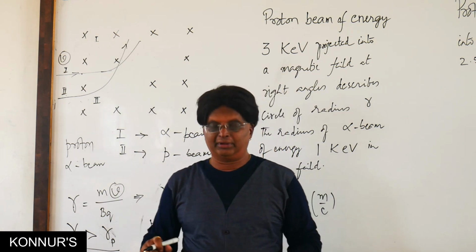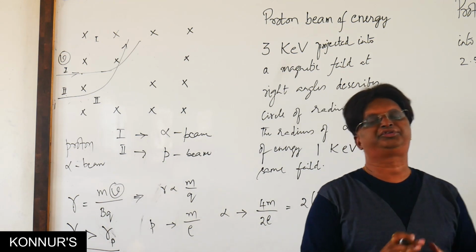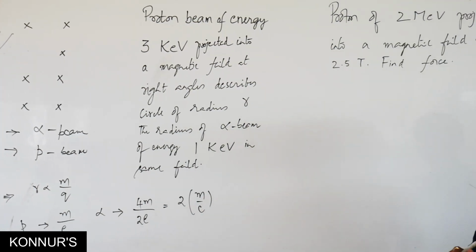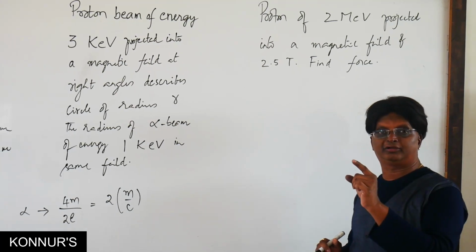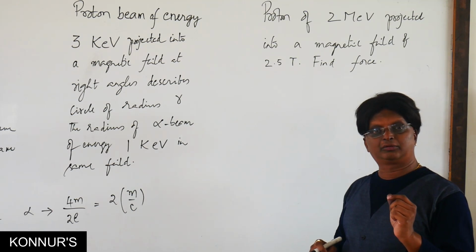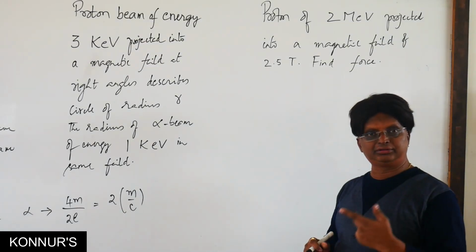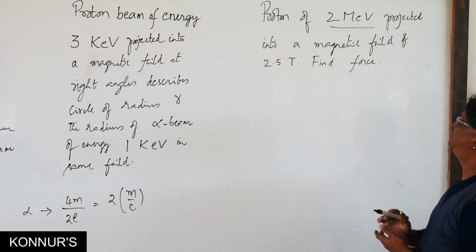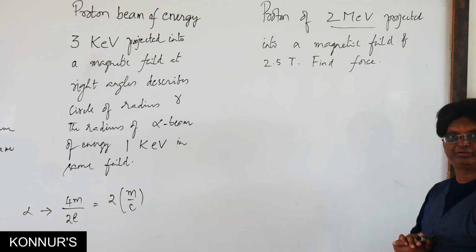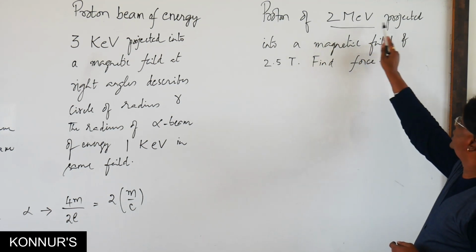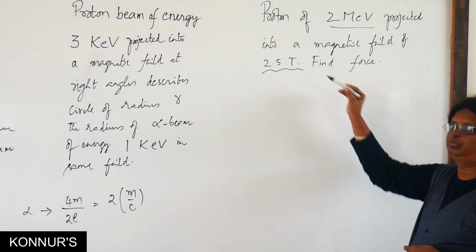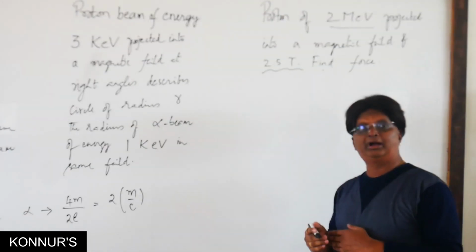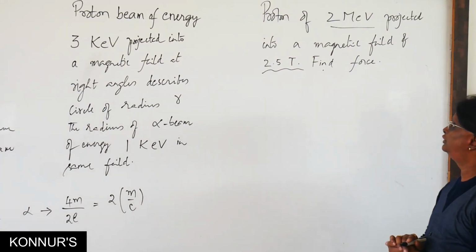Now, let me do one more example based on the fundamental definition. Yesterday we said that moving charges in a magnetic field experience a force given in vector form as F = q (v cross B). Order is very important. We said the magnitude is F = qvB sin theta, and the direction is given by the left hand rule. Now in the given example, a proton of energy 2 MeV, million electron volts, the unit of energy, is projected into a magnetic field of 2.5 tesla at right angles. The question is to find the force or the acceleration on this proton.